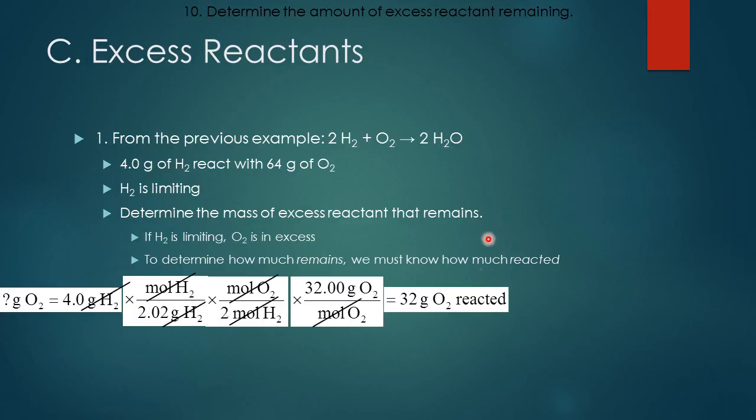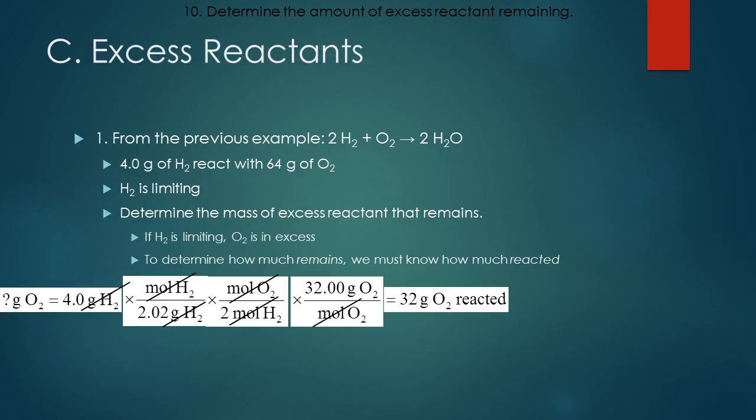Now notice I've emphasized this by writing the word reacted after this. In other words, what we're saying is we know all 4 grams of hydrogen will react because it is the limiting reactant. So 32 grams of oxygen will react along with it. Now that was not the question we were asked though.